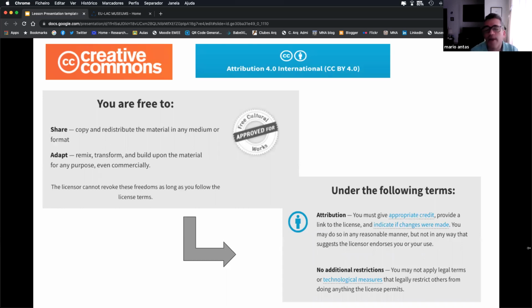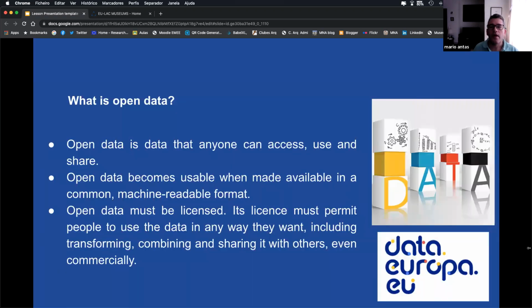of the work. So Creative Commons licenses are very important when we are sharing work, especially when we are sharing our work online, and we are, for instance, producing educational resources for the museum. And of course, when we talk about licensing your work or licensing the educational resources that you produce for your museum, we are talking about open data.